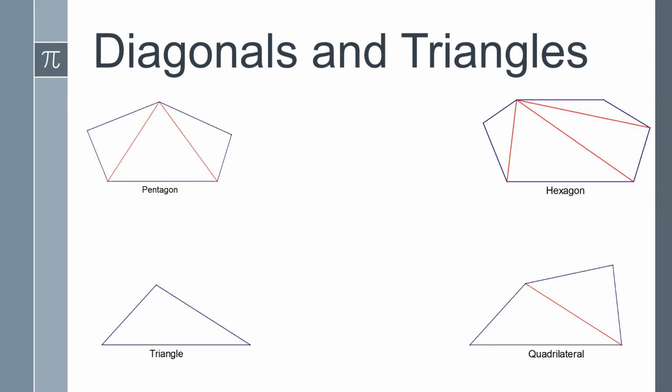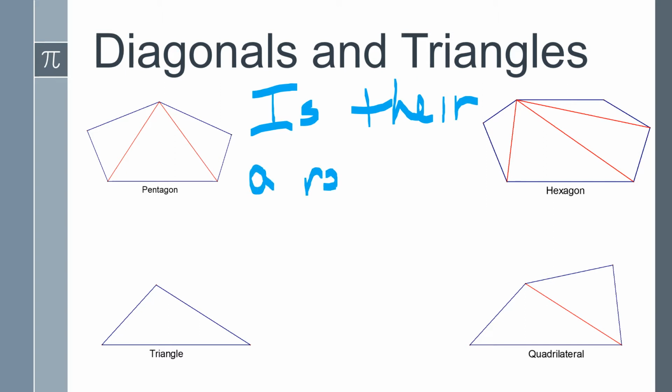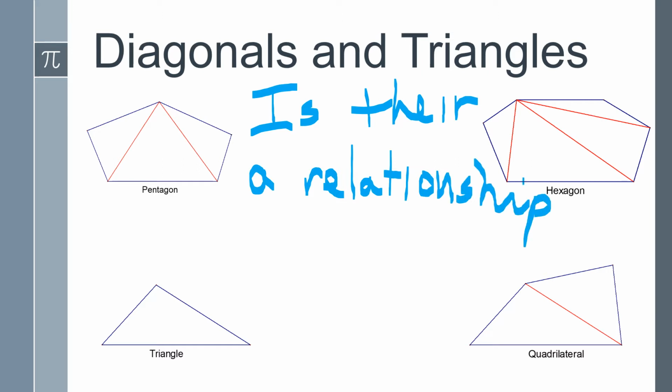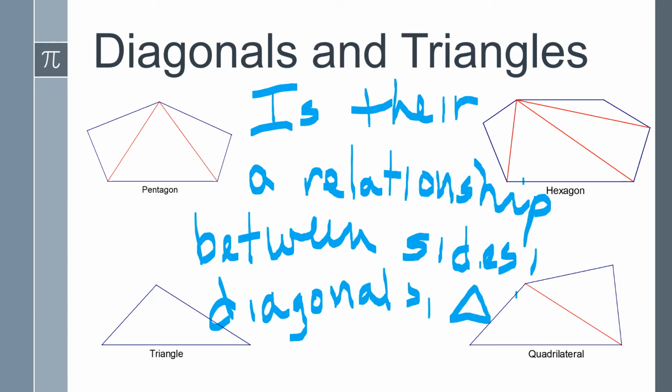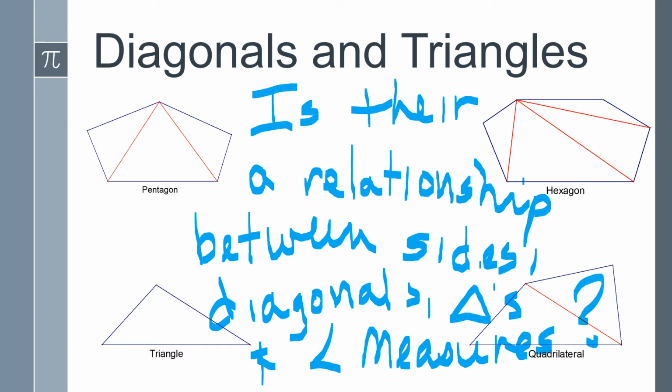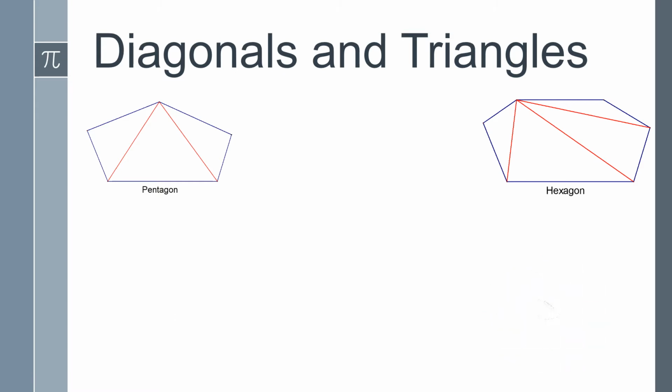So the question that begs itself is this: is there a relationship between the sides, how many sides it has, diagonals, triangles, and angle measures? So there's the question. Oh, I misspelled there. It should be this there, not the other there. Is there a relationship between the number of sides, the number of diagonals, the number of triangles formed, and the angle measures? Yeah, let's get rid of all these.